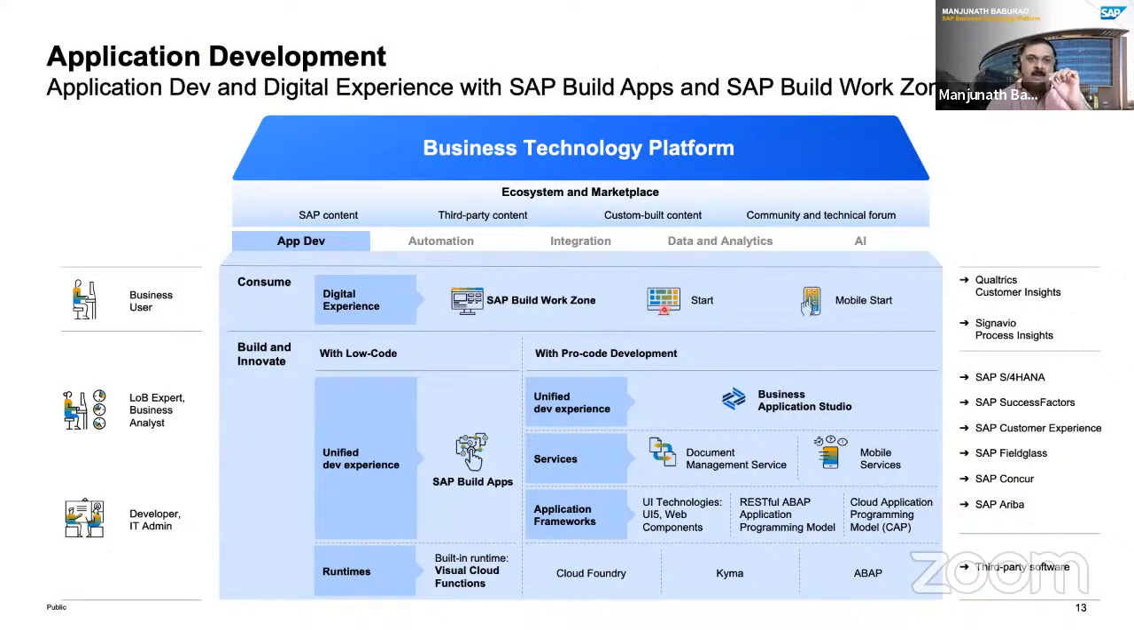I will consciously not spend too much time explaining the entire architecture, because you will anyway have a deep dive for each of these pillars going forward. But to call out the application development pillar, which is specifically to build and innovate, it is comprised of two different parts of the puzzle. One is the product SAP Build, which takes care of the low-code, no-code capabilities like SAP Build Apps, SAP Build Work Zone, and also SAP Build Process Automation, which is part of the automation pillar.